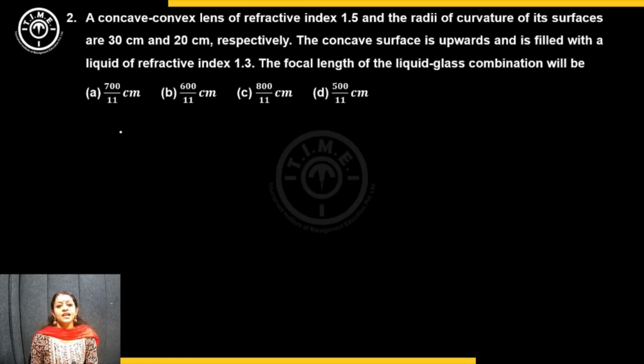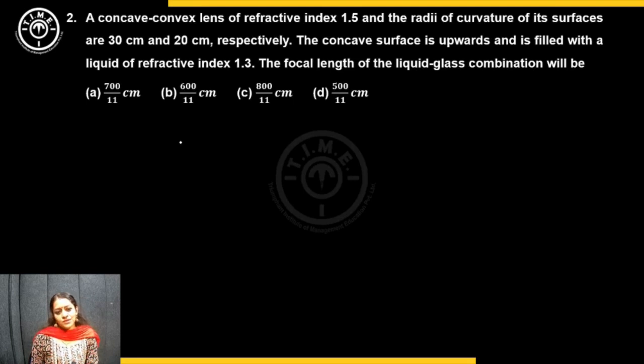Read the question. A concavo-convex lens of refractive index 1.5 and radii of curvature of its surfaces are 30 cm and 20 cm respectively. The concave surface is upwards and is filled with a liquid of refractive index 1.3. The focal length of the liquid glass combination will be.